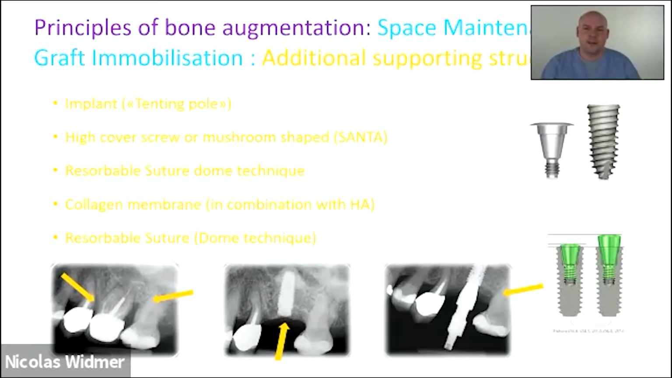Then we can add structures, as I already mentioned. The implant itself can act, in this case, like a tenting pole. What is also very helpful can be a high cover screw. It can be a normal shape, but now they will enter the market from different brands. Mushroom-shaped cover screws, and they can protect the graft better.